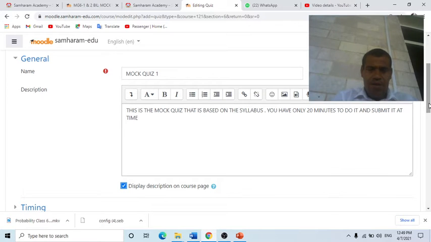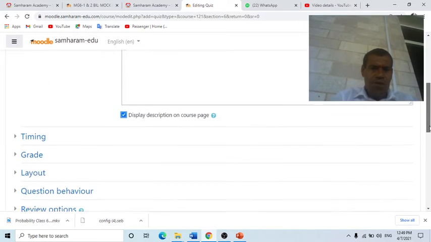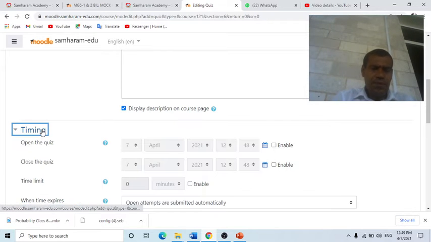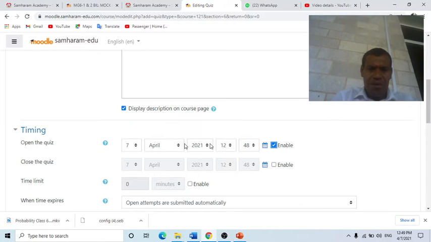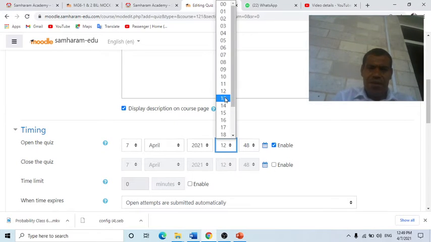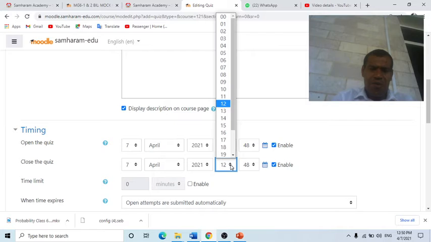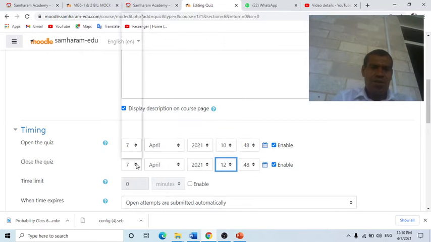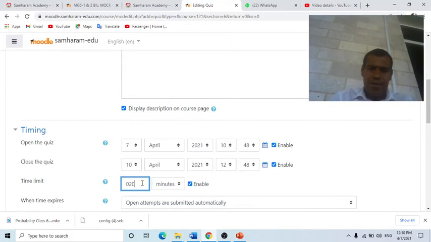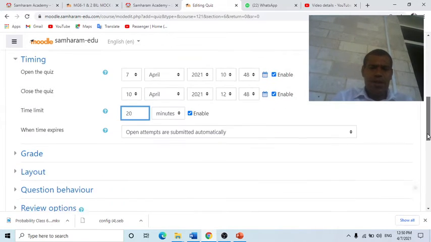Okay, so I will go now to timing. I will give time. I will make this enabled. I will make it 7, for example, at 10 in order to be seen. And here I will make it also enabled, and I will make here, for example, 12, 48. Then the date I should change, for example, to 10. Then here I will enable this one. I will give only 20 minutes. Clear? Now I'll move to the second part.